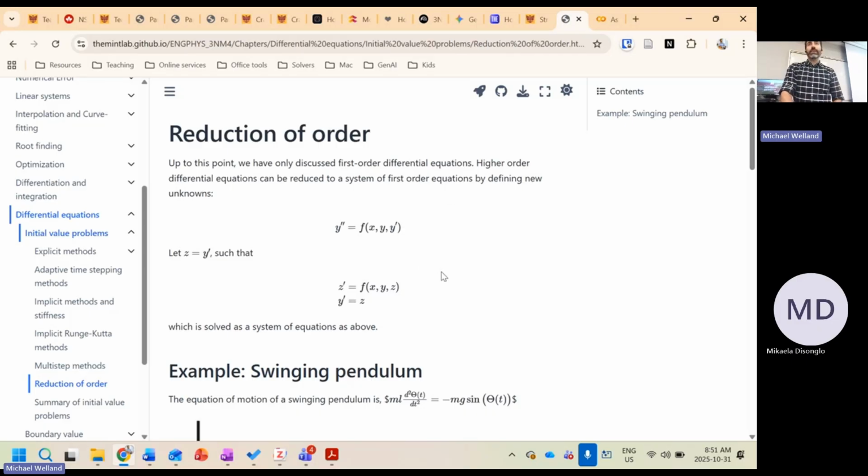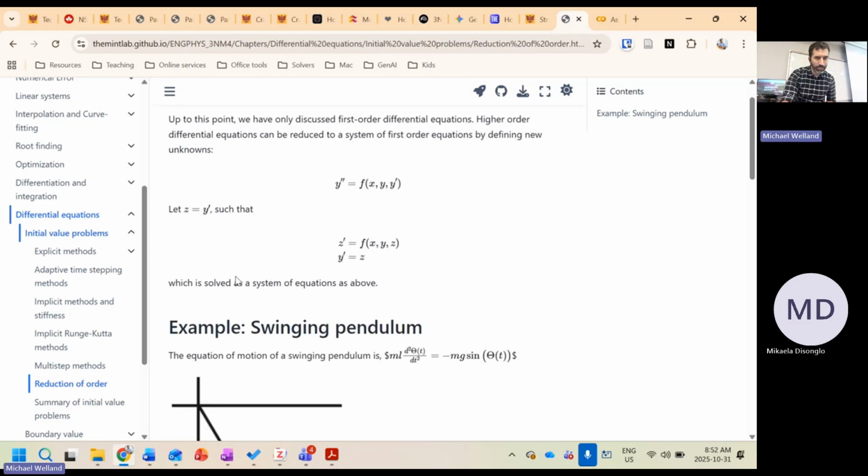The way you do this, I think I remember asking you guys, and you had already done this before, is you split up that order. So what you have to do is you define a new variable, right? So if we have y double primed is equal to something, that something depends on y and y primed. So standard wave equation. What you're going to do is you're going to define a new variable.